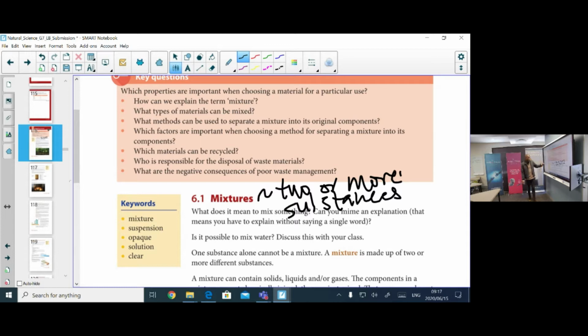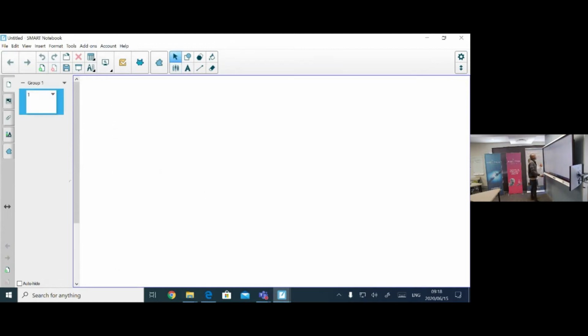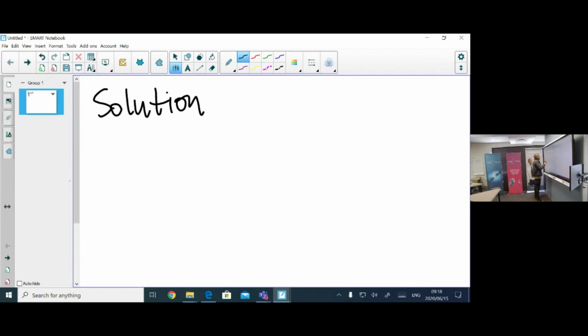So we have different types of mixtures, and before we talk about them, there's another term that I'd like us to look at, which is solutions. There's a great difference between a solution and a mixture. I'd like us to define these, understand the difference, and only then continue to understand the different types of mixtures that we have, what we can do with them, and how they benefit us.